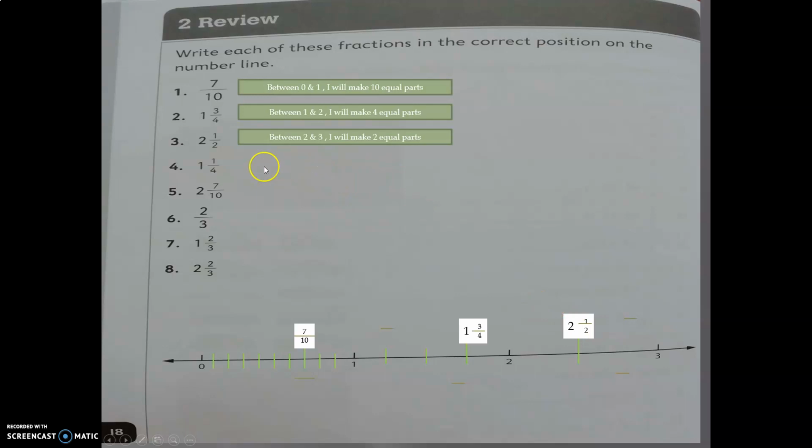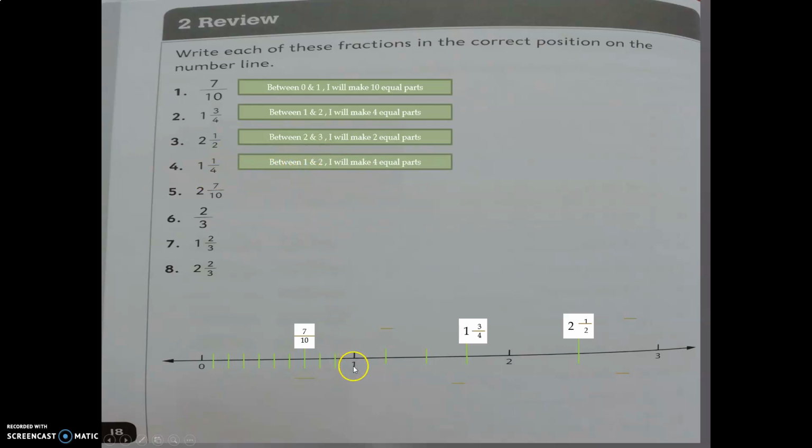Let's go to number 4. It's a mixed number, 1 and 1 over 4, or 1 and a quarter. So this mixed number should be between what? 1 and something. It means I already finished 1. So it should be between 1 and 2 because it's less than 2. So this mixed number is between 1 and 2.